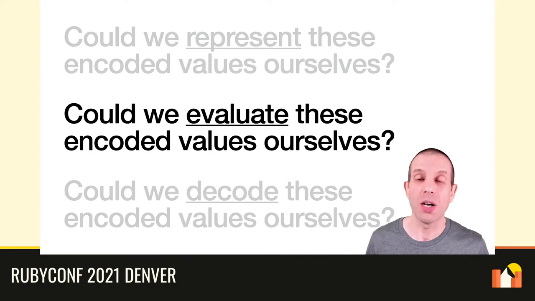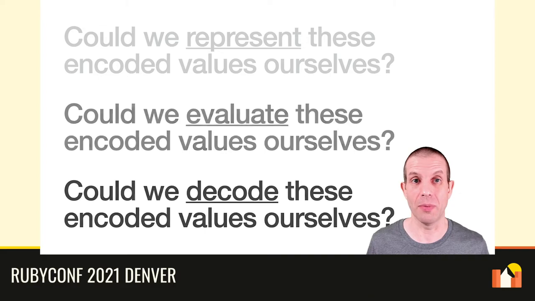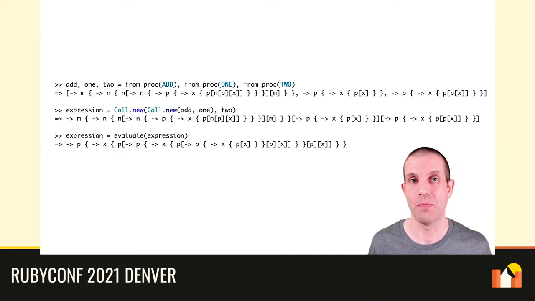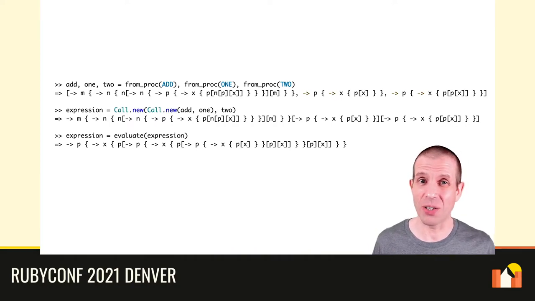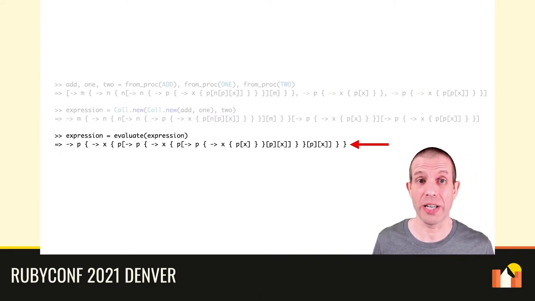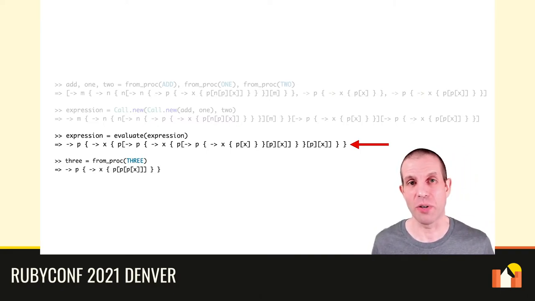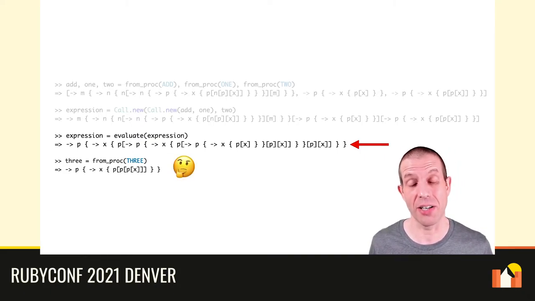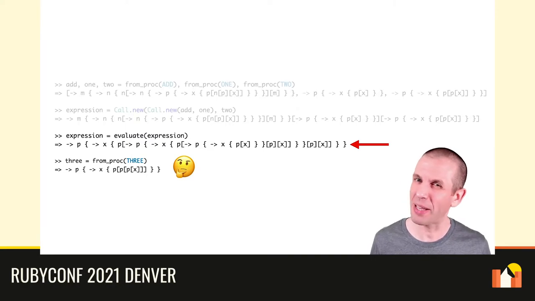So, great. We've successfully represented and evaluated these values. So the third problem is how we decode the final results of evaluation to make sense of them. I don't know if you noticed, but when we added 1 and 2 just now, we got a result that doesn't look the same as the encoded 3 we saw earlier. And that's kind of a problem because these encoded values are only useful if we can decode them back into their Ruby counterparts. But if this abstract syntax tree doesn't match our idea of what 3 looks like, how are we meant to identify it as the number 3?